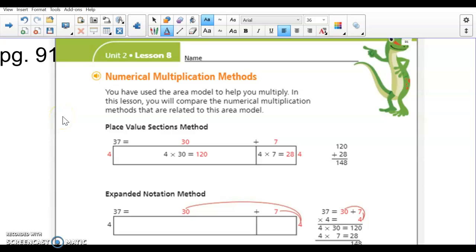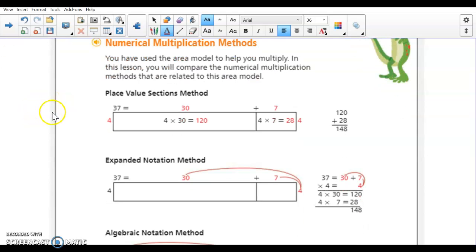All right, on page 91, it says you have used the area model to help you multiply. In this lesson, you'll compare the numerical multiplication methods that are related to this area model. The first problem is 4 times 37. On the side, they show us how you would do the place value sections method. All that means is you're doing it by place value. Within our area model, our first place value that we multiply by is our tens. 37 we separated into 30 plus 7. Those are the same thing; 30 plus 7 and 37 are equal.